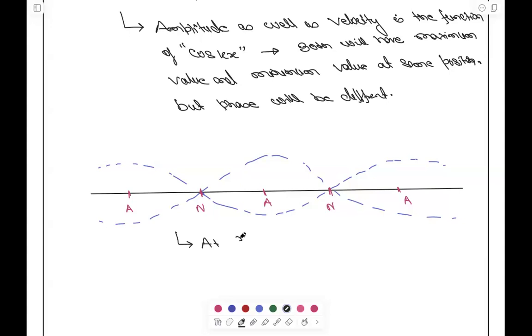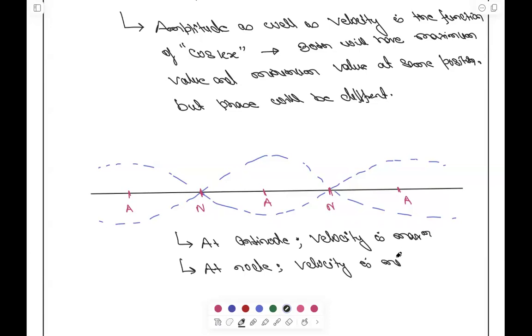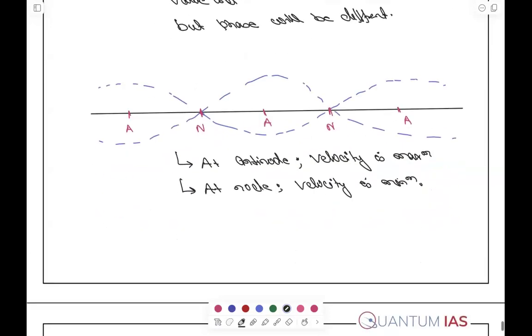At antinode, velocity is maximum, and at node, velocity is minimum. Now these things will help you in writing the conclusions. These things act as, sometimes क्या बोलते हैं इसको, fact. Okay. Just solve few questions, then we'll move ahead.